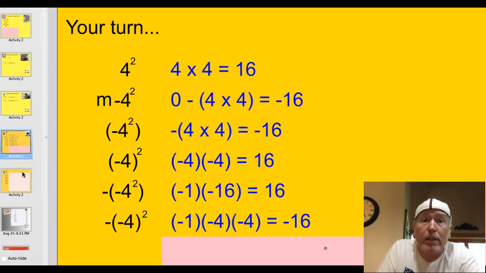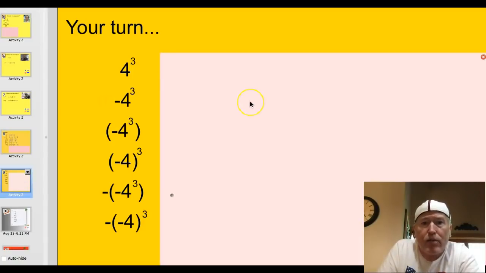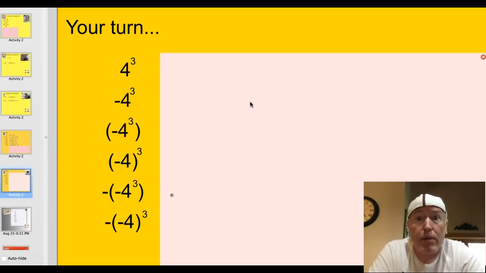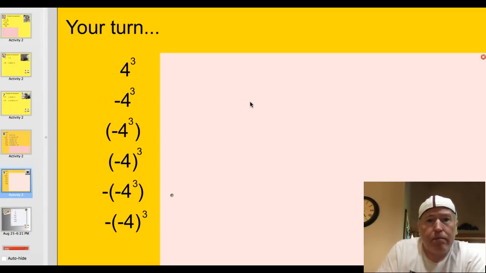All right, I know you want to try it again. What happens if the exponent changes? Well, it's going to change sometimes, right? Because the exponent tells us how many times we multiply the base times itself. So take a look at these. Go ahead and try these. All right, see how you did.